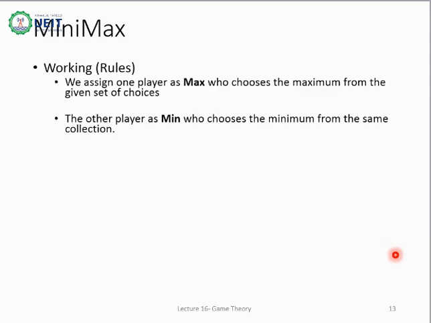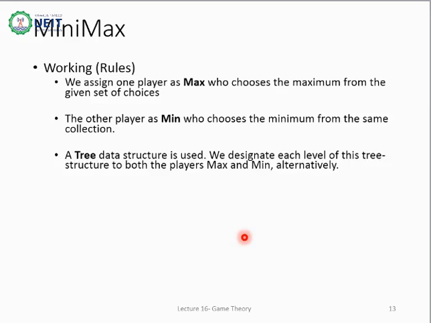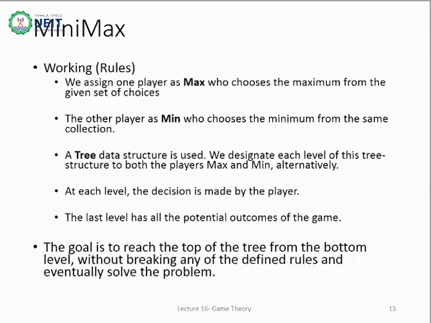The last level has terminal utilities. It has already been discussed. The Minimax algorithm is a bottom-up approach. We start from the bottom and take terminal utilities to upper levels by choosing maximum and minimum on turns by the players until the problem is solved. Our goal is to reach the top of the tree from the bottom. Thus, this is a bottom-up approach.